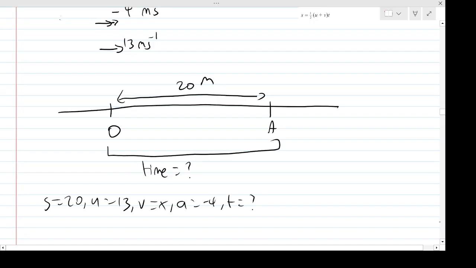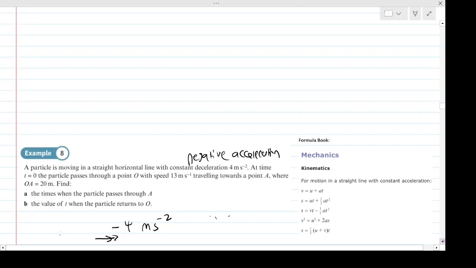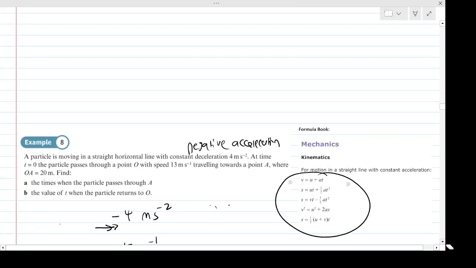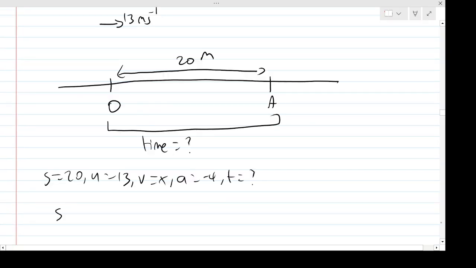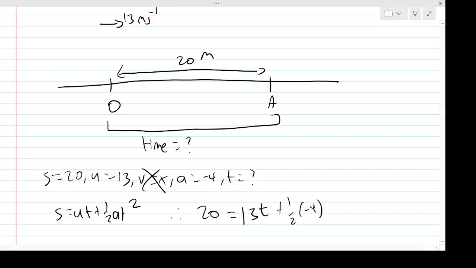So, which formula? Because I don't care about V here, if we look at these 5 formulas, which one does not include V? It's going to be this one here, right? S is ut plus a half at squared. And that's the idea with selecting a formula: which formula does not include the variable you don't care about. So if I sub my values in, 20 for S is going to be 13 lots of T, add a half lots of A, which is minus 4, times T squared.